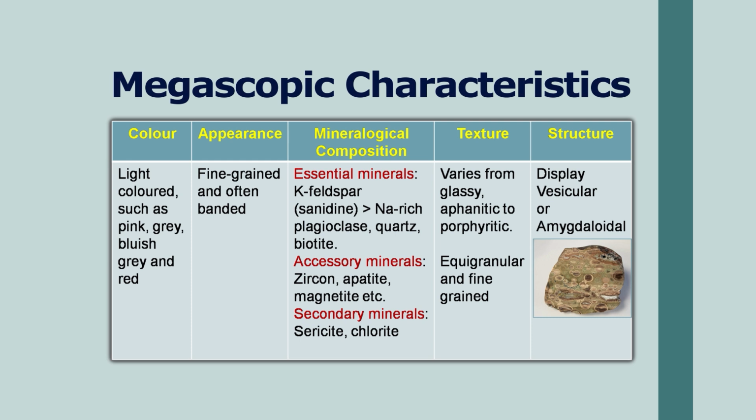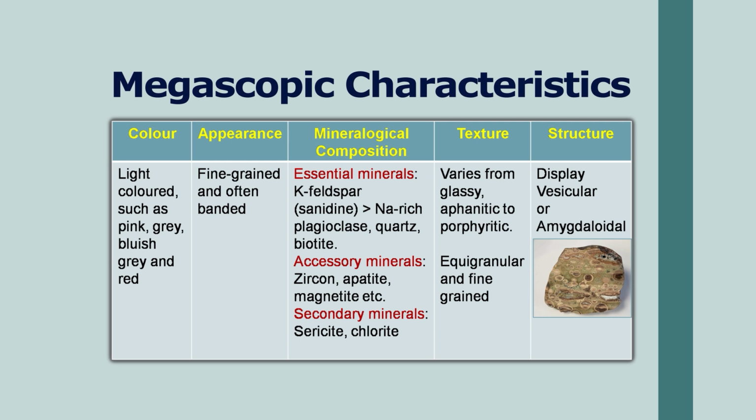Then we have the mineralogical composition. The essential minerals in rhyolite include potash feldspar, sodium rich plagioclase, quartz and biotite. Potash feldspar is usually more than the sodium rich plagioclase, which can be albite. Accessory minerals include zircon, apatite, magnetite, etc. Secondary minerals include sericite and chlorite, where biotite may alter to chlorite and sodic rich plagioclase may form the sericite.